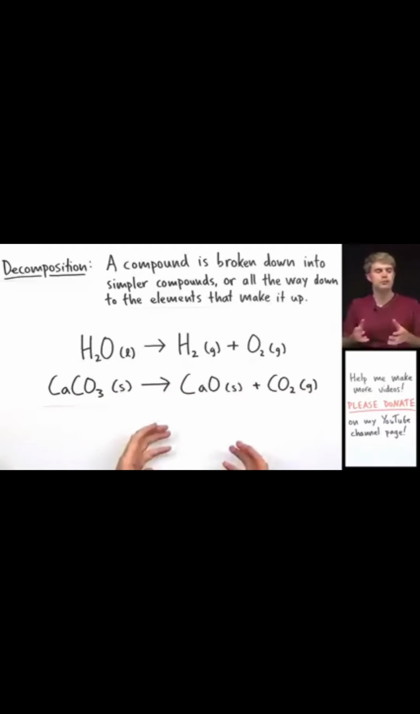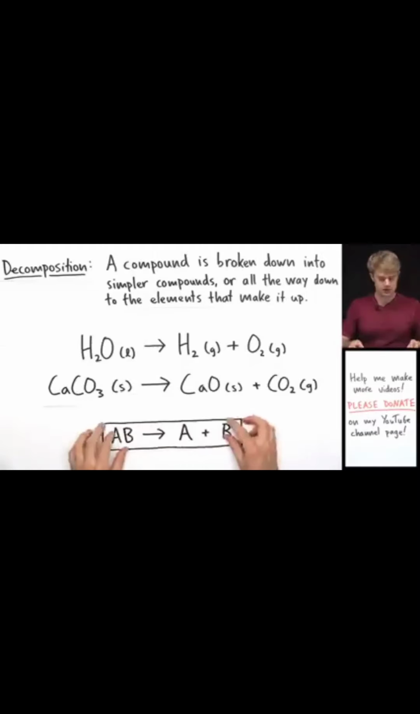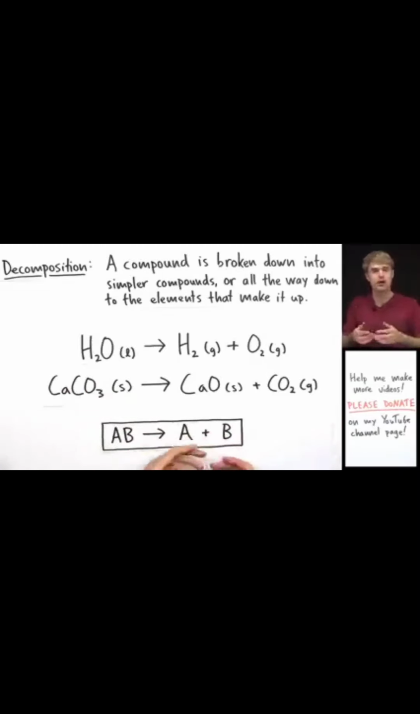So if we wanted to come up with a generalized way to write a decomposition reaction, we could write it like this. AB breaking apart into A plus B, where AB is some kind of compound, and A and B are simpler compounds or elements.